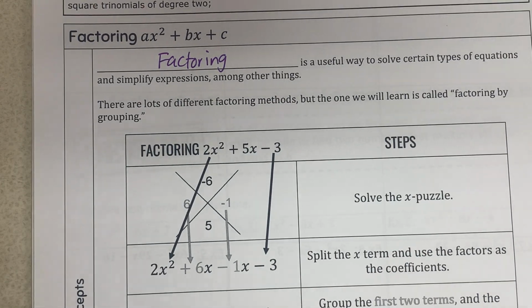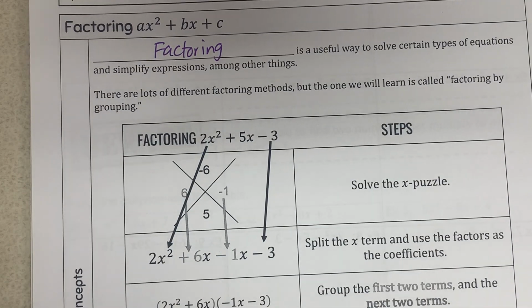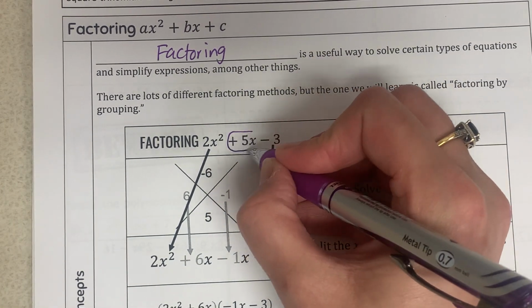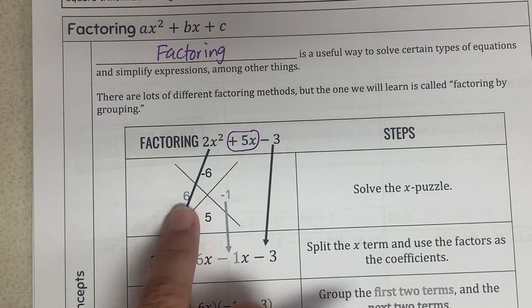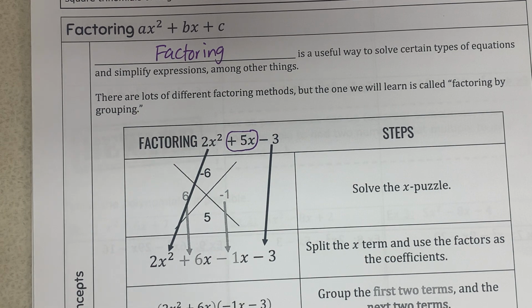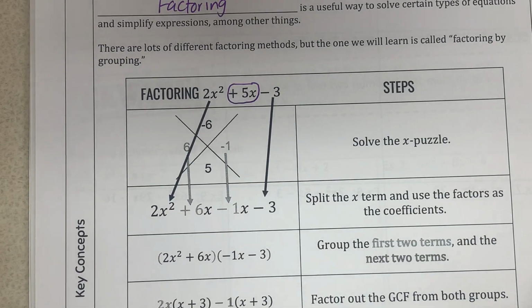Easy, it's not too much. First thing I do is solve the X puzzle. So I'm going to get the numbers. Once I solve the X puzzle and I have those two numbers, I am going to break the middle term of this equation and rewrite it with these two numbers that I get as the factors on the X puzzle. And I'm going to show you the steps of how I do that.